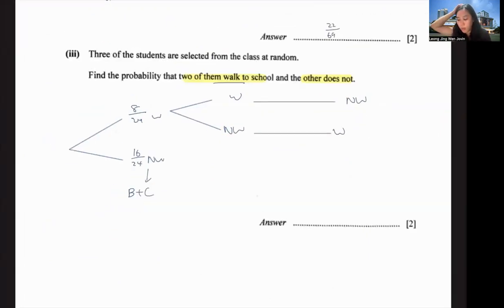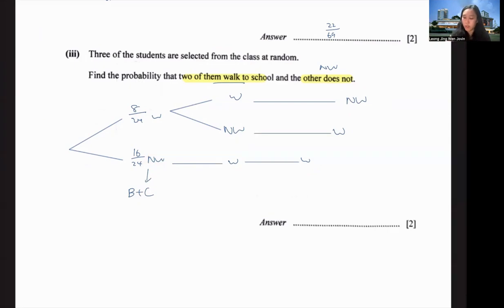Okay, so in this scenario, I only have one way to go, right? Because this one is my non-walker. Can you see? So my next two options must be a walker and a walker. Makes sense? In order to fulfill the criteria, if you see here, I need one non-walker, and two of them walk. So the next two must be walker and walker. Okay, so this is what should be going on in your head. This is the probability tree, like that, like that, like that.